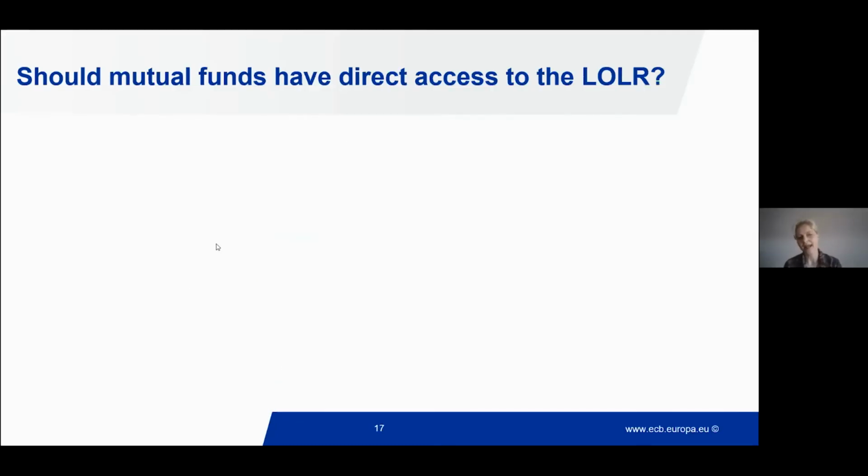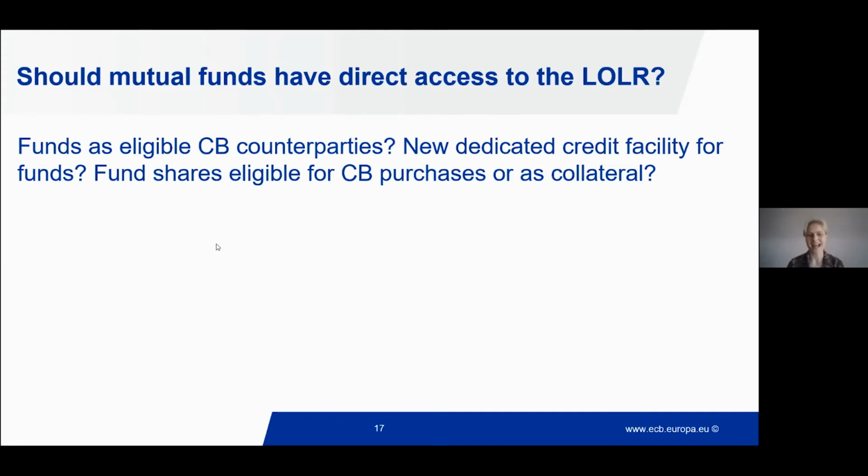So we started off by asking whether mutual funds should have direct access to the lender of last resort. And there are different ways to grant that access. The ones that were discussed, for example, were making funds eligible central bank counterparties so that they come to the liquidity providing operations directly. Another one is to create a new dedicated credit facility for funds, or make fund shares eligible for central bank purchases, or in fact take their shares as collateral in central bank operations.